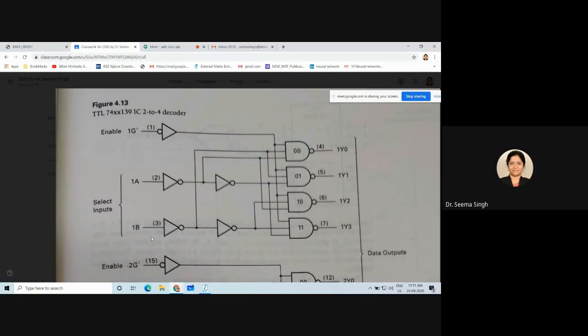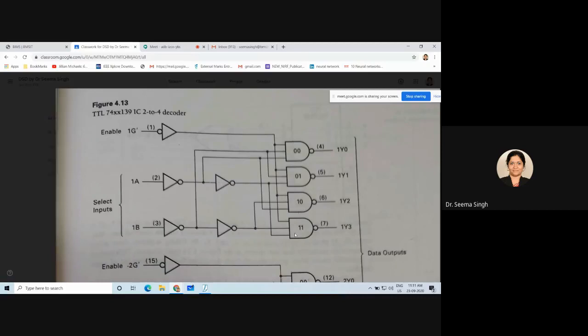This is their way of showing. Even if you don't make two NOT gates and make one NOT gate and show, that also is not a problem. But in your standard textbook, it is given like this, mostly because of the specific internal structure diagram. Okay, now you can also see that enable is connected to all.